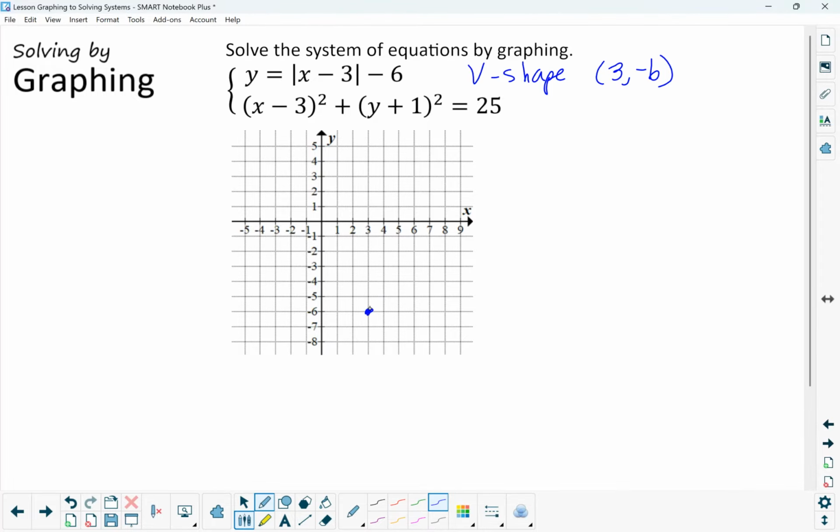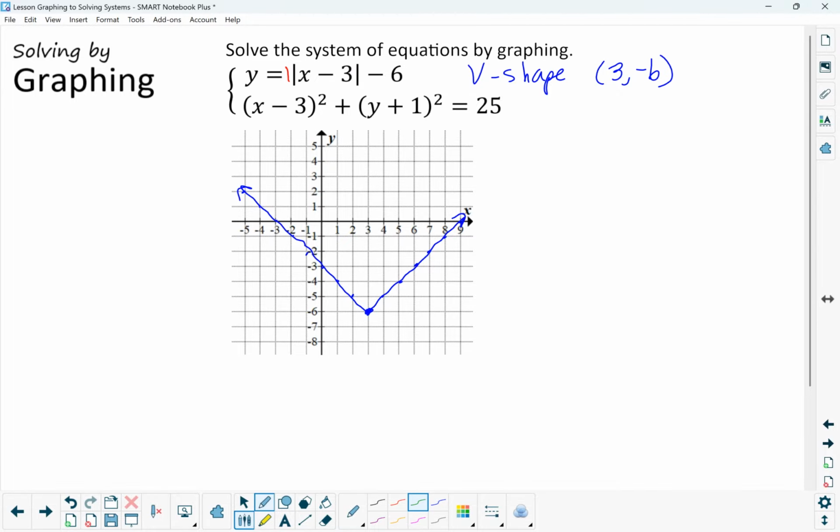And then for a V shape, we need to know a slope. And this one has that base slope of 1. So we're going to go up 1 over 1 to make one side of the V, and then up 1 and back 1 to make the other side of the V. When you're graphing an absolute value function, just make sure that you don't accidentally draw a line. That's probably one of the common errors.